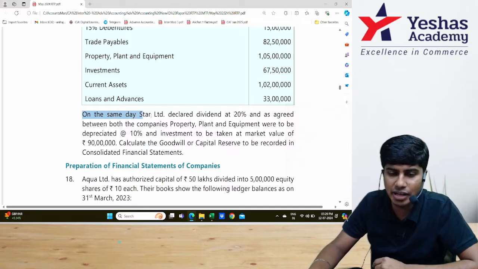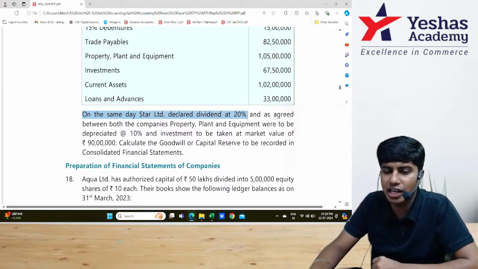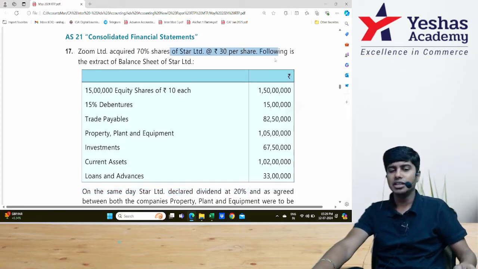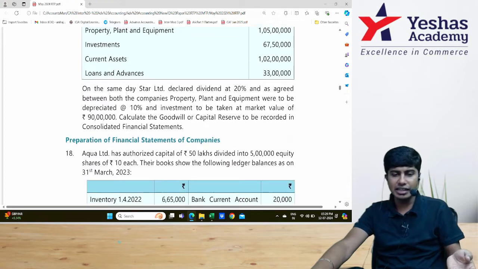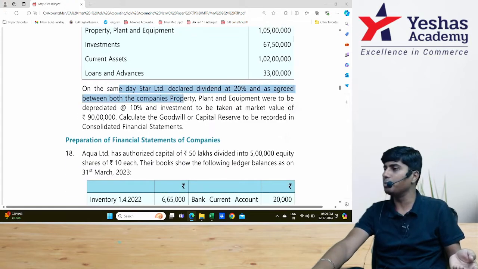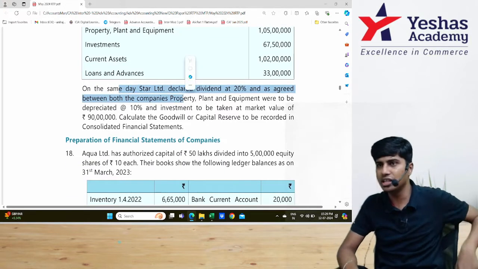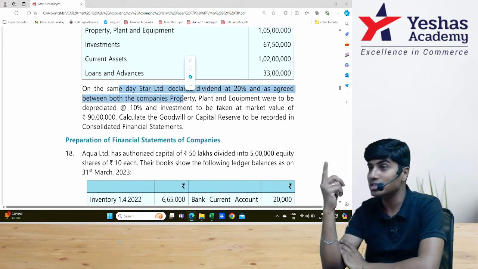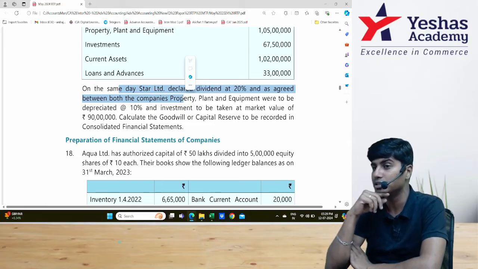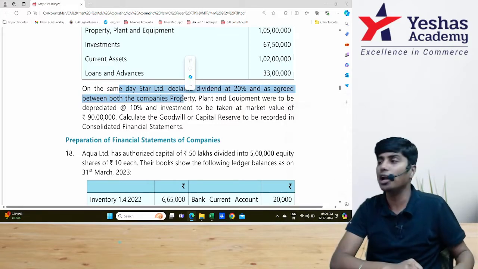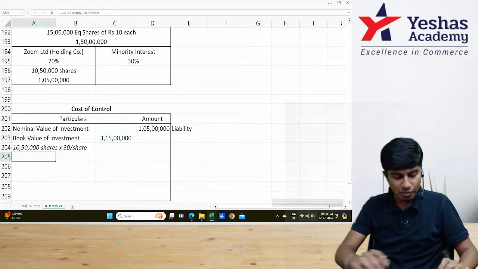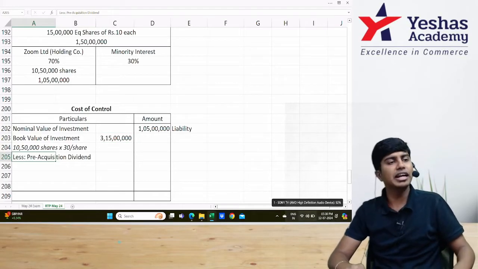Read. On the same day, Star Limited declared a dividend at 20%. See, on the same day in the sense, same day when we acquired. They are using the word here, extract of balance sheet when we acquired 70%. And they're telling on the same day dividend is declared at 20%. That 20% dividend, whatever is declared, is pre-acquisition in nature. Such pre-acquisition dividend, you remember AS 13, will decrease the cost of investments. It will be a reduction from our book value of investment. So book value of investments we have written 3 crore 15. From this, I would deduct pre-acquisition dividend that I'll receive.